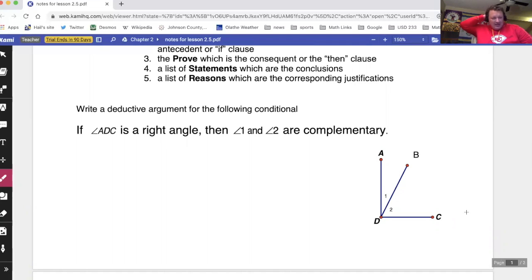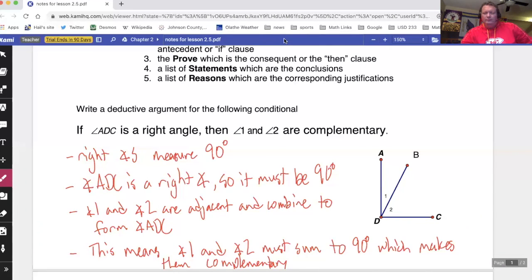Here's what I want you to do. Instead of watching me do this, pause the video in just a second and start writing down little snippets of information. How could I go from knowing that angle ADC is a right angle to knowing that 1 and 2 are complementary? Just jot down the things that you know and then come back to the video. So hit pause now. Okay, welcome back.